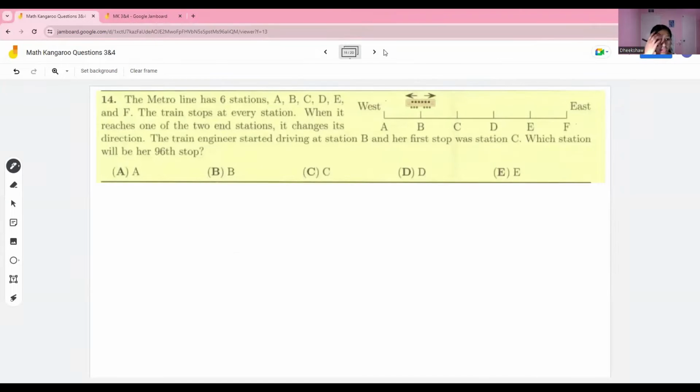Moving on. The metro line has 6 stations, A, B, C, D, E, and F. The train stops at every station. When it reaches one of the 2 end stations, it changes its direction. The train engineer started driving at station B, and her first stop was station C. Which station will be her 96th stop?